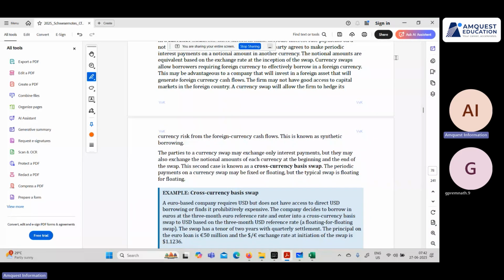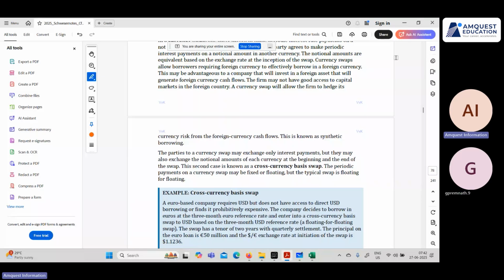Let's look at this one. A euro-based company requires USD but does not have access to USD borrowing or finds it prohibitively expensive. The company decides to borrow in euros at the 3-month euro reference rate and enter into a cross-currency swap on a floating basis against the 3-month USD reference rate. The swap has a tenor of 2 years with quarterly settlements. The principal is 50 million euros and the rate at initiation of the swap is 1.1236.